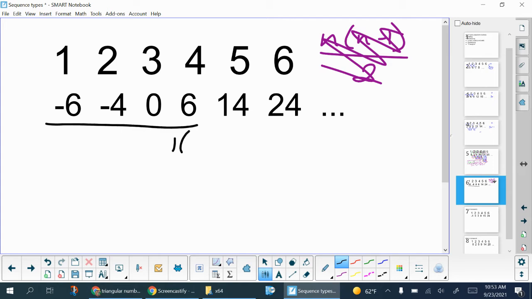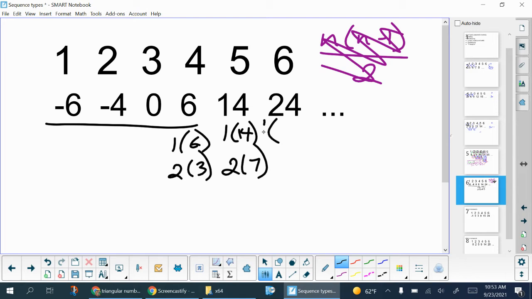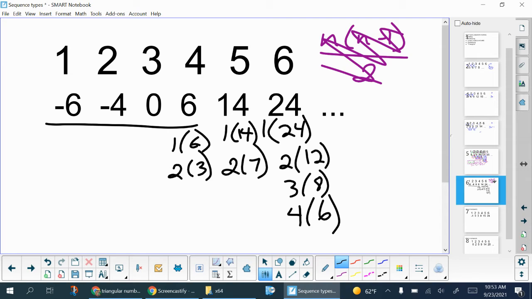So 6 could be 1 times 6. It could be 2 times 3. 14, I could have 1 times 14, or I could have 2 times 7. 24, well, that could be a lot of things. 1 times 24, 2 times 12, 3 times 8, or 4 times 6. And one thing I'm noticing here, it looks like I actually do have a pattern in that.